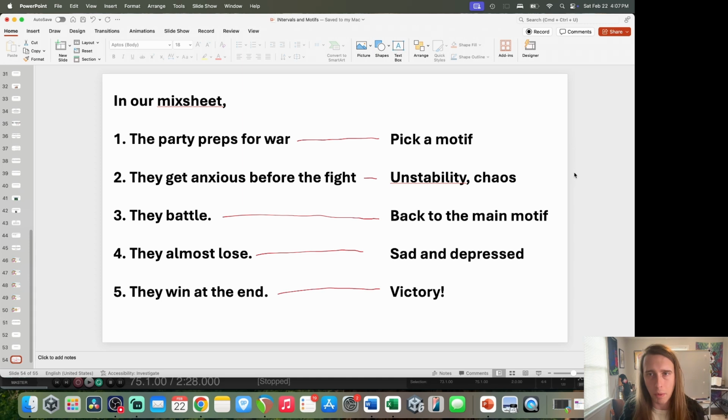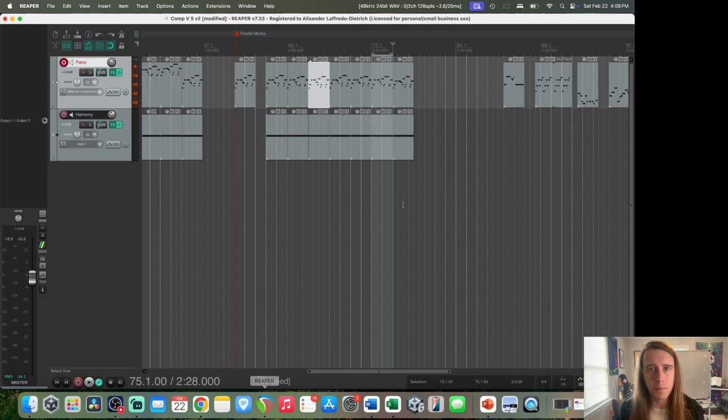the party preps for war, so I'm just going to pick a motif that I think represents the party. And then they get anxious before the fight, so I want some instability and chaos. And then they battle, so maybe I want to somehow go back to the main motif. And then they almost lose, so they're sad and depressed. And then they win at the end, and woo, it's victory. All right, let's compose that.